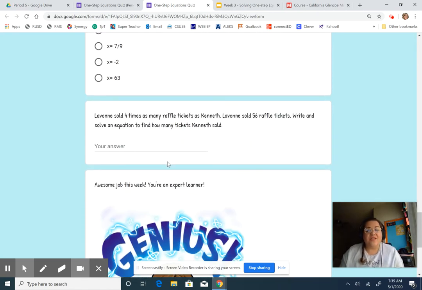Okay, last question is a short answer response. It says Levon sold 4 times as many raffle tickets as Kenneth. Levon sold 56 raffle tickets. Write and solve an equation to find how many tickets Kenneth sold.